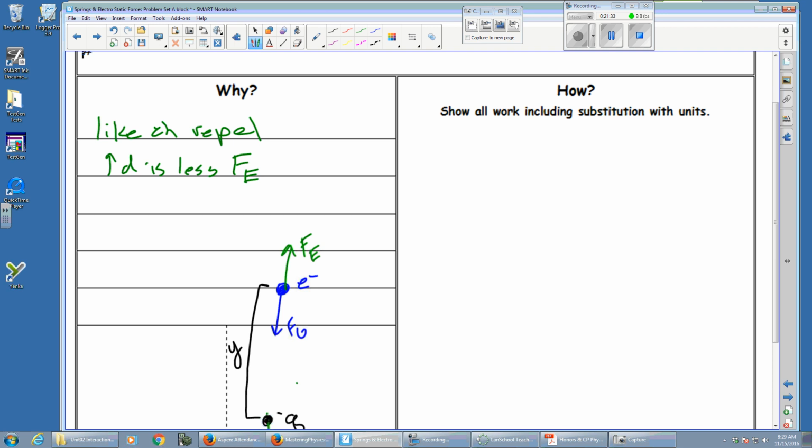So what influences the gravitational force? Mass, okay, so how does it influence it? Okay, so more mass is more gravitational force. And what else? Okay, so more distance, less gravitational force.